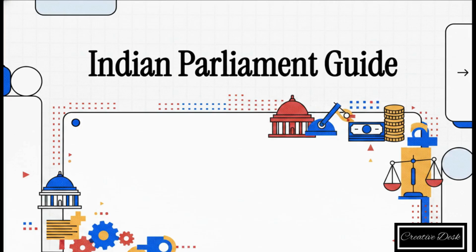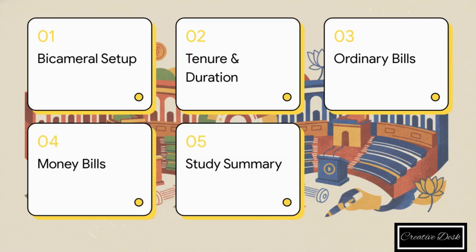We're going to break down their structures, their tenure, and most importantly, who actually controls everyday laws versus the nation's wallet. To keep things efficient, we're sticking strictly to this agenda. We'll look at the bicameral setup, tenure and duration, ordinary legislative bills, the money bill supremacy, and then wrap it all up with an ultimate study summary.